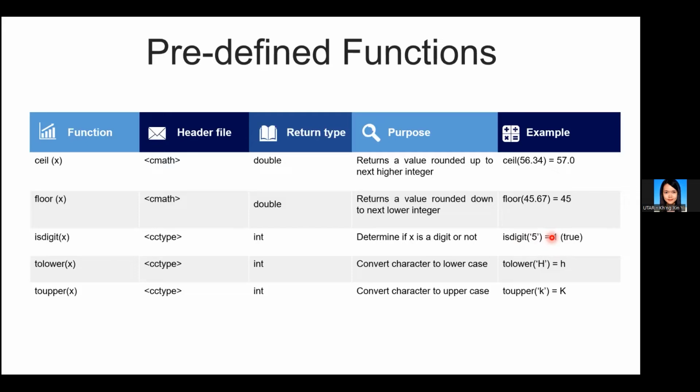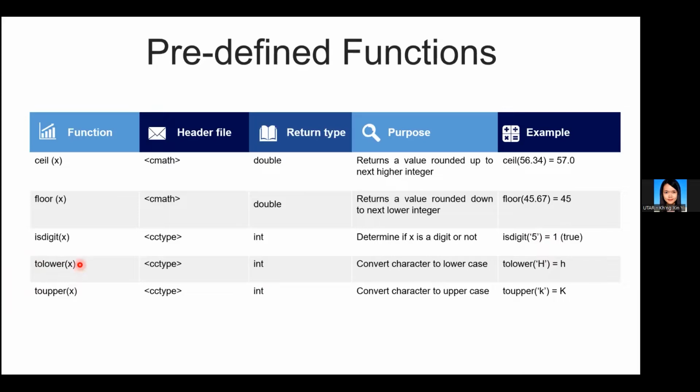1 in the computer actually represents true, which means that this 5 is a digit. Okay, if you are checking letters, which means you put in characters which are not digits, then it will return 0 to us, which means false.